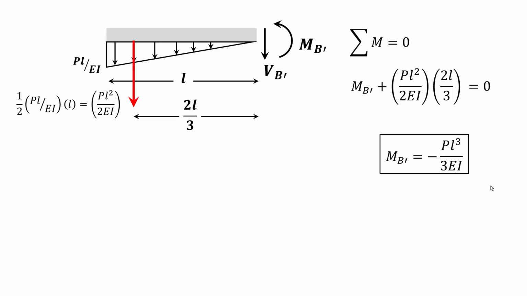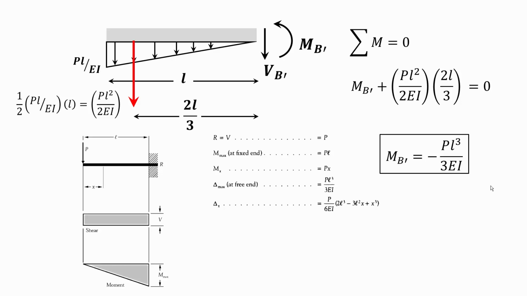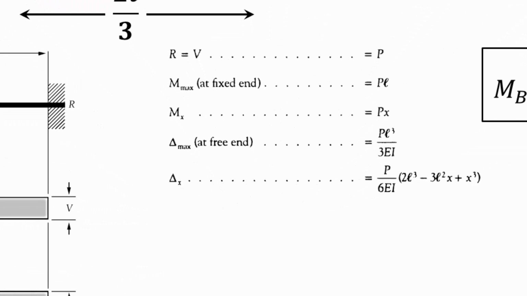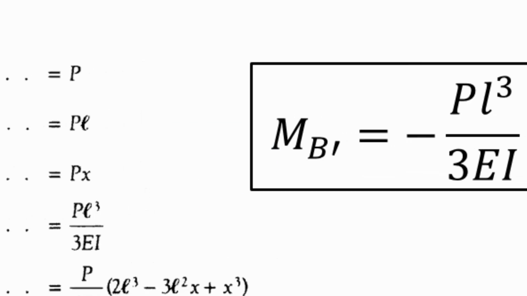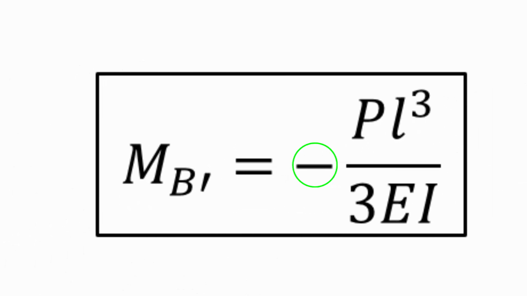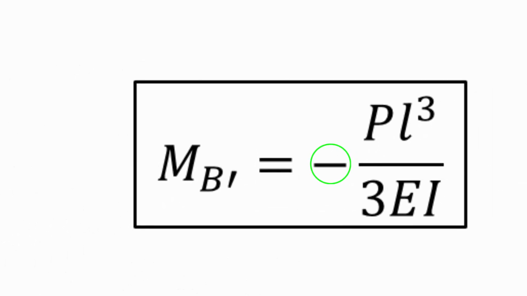This moment MB prime is basically the displacement on the original beam at point B. And to double check, I pulled something from one reference I have. This reference lists all or most of the cases for simply supported beams or cantilever beams, and we can see right here that delta max at free end is PL cubed over 3EI, and our negative sign here says that the beam will move downward.